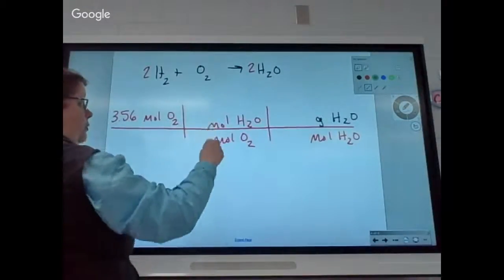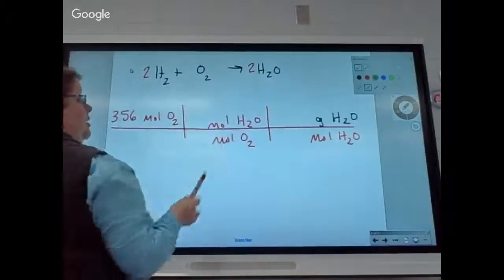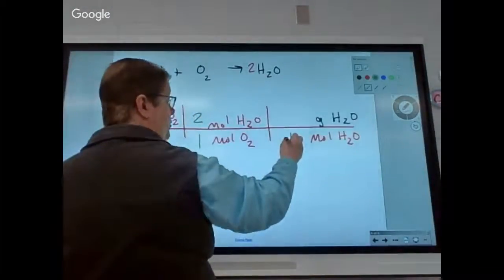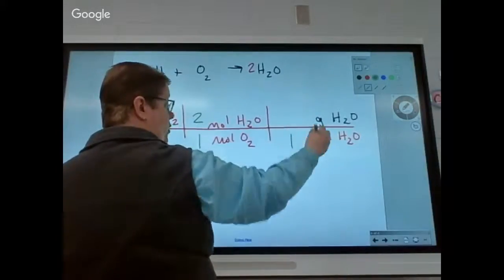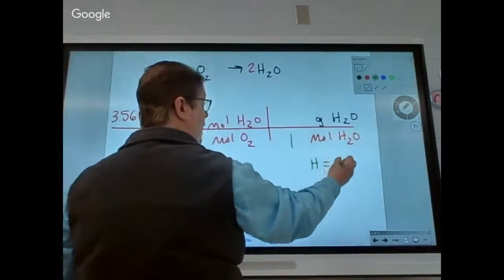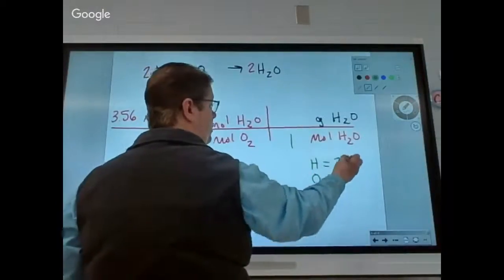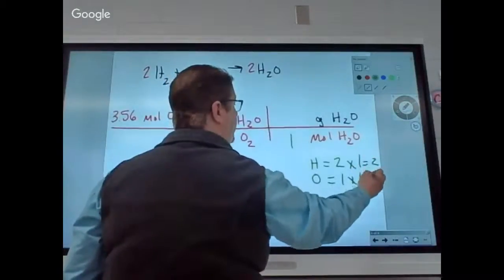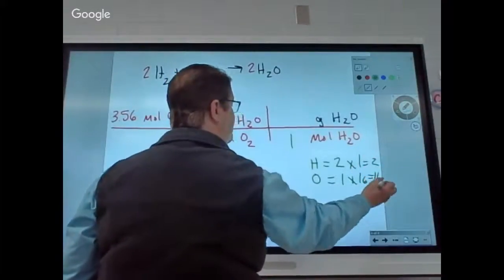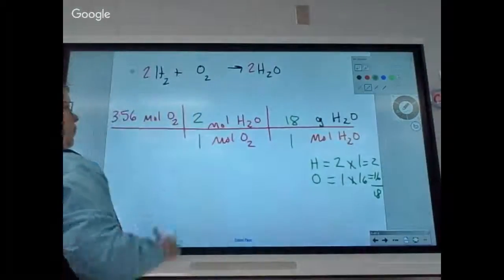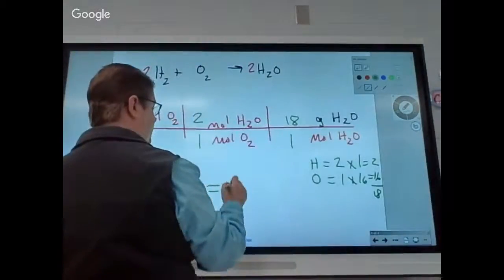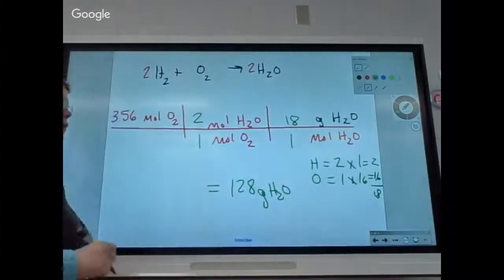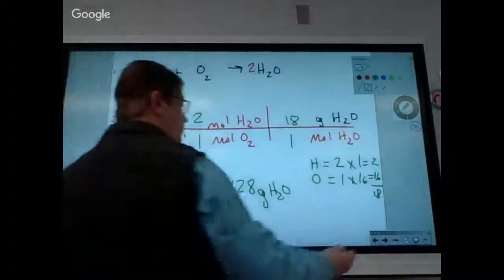So our mole ratio uses our coefficients. Water has a 2, oxygen has a 1. Water gets a 1 here because this is not the mole ratio. When we add up water, we have 2 hydrogens, and oxygen has 1 times the mass of 16. We get 2, and 16, for a total of 18. When we multiply these 3 things together, that was 128 grams of water. Questions? All right, number 2.